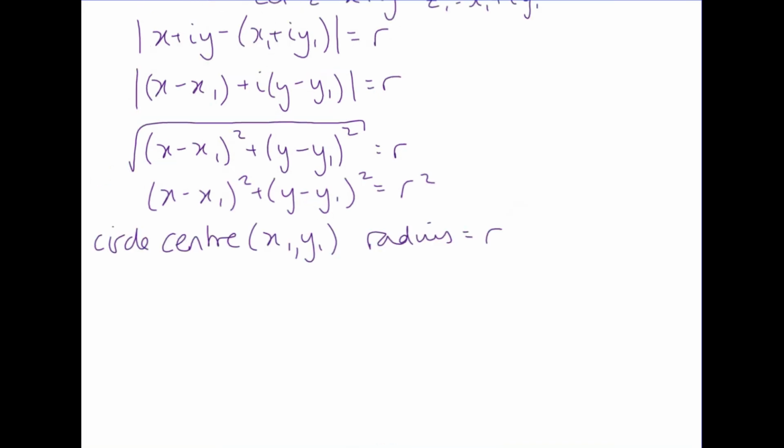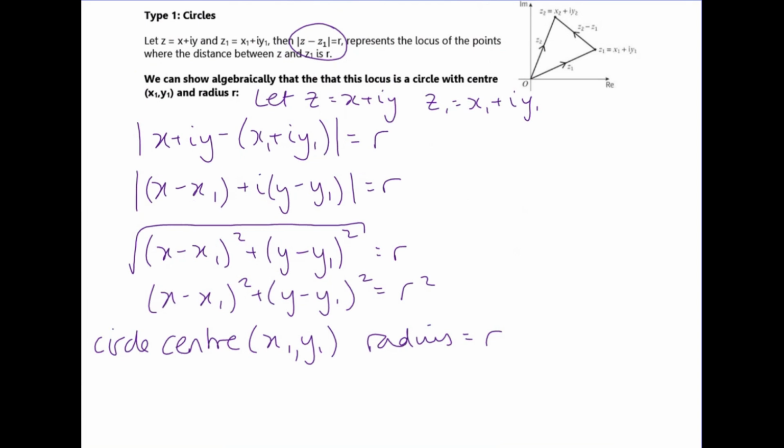You won't be required to do that in an exam, but it's just to demonstrate that if you've got a locus in the form modulus z minus z1 equals r, that's a circle. Note the minus between z and z1. So this is saying that all of the complex numbers where the distance between them, z minus z1, is equal to r. That's why it's a circle.